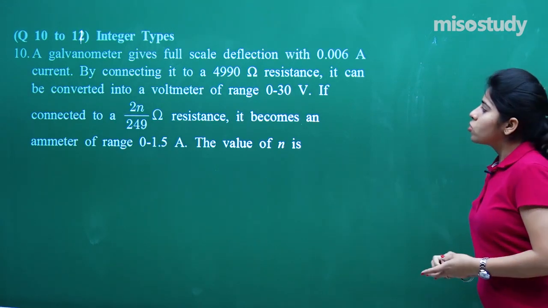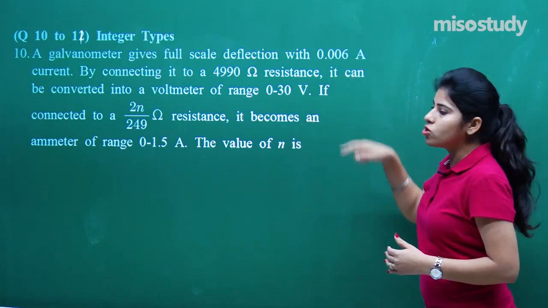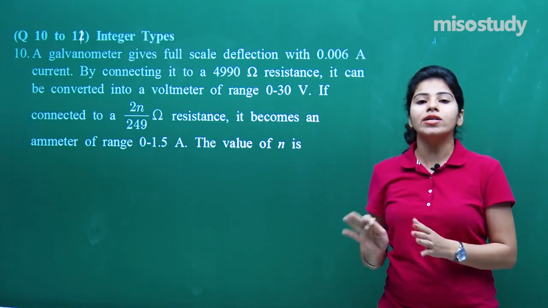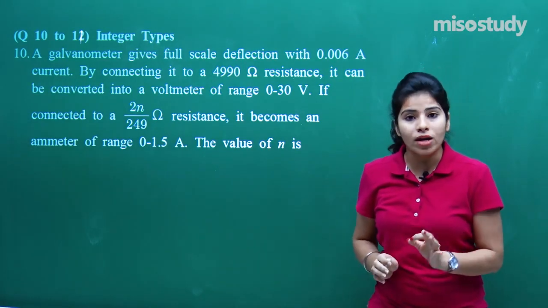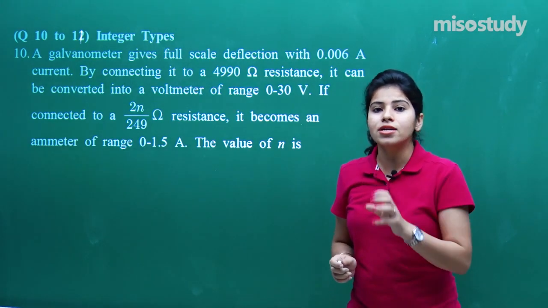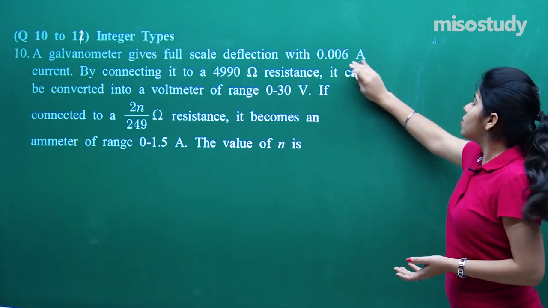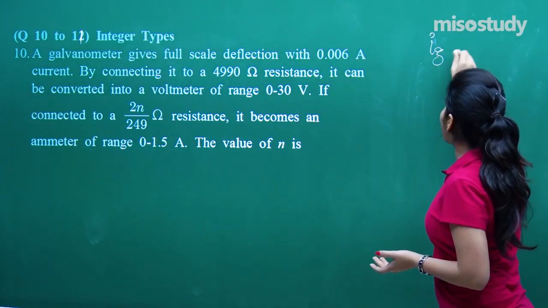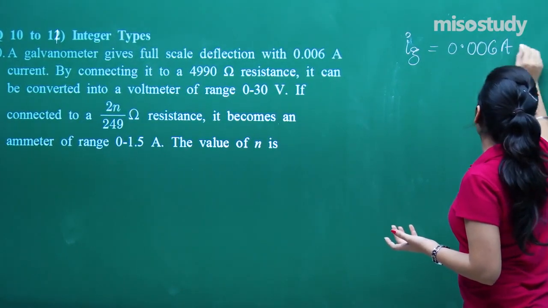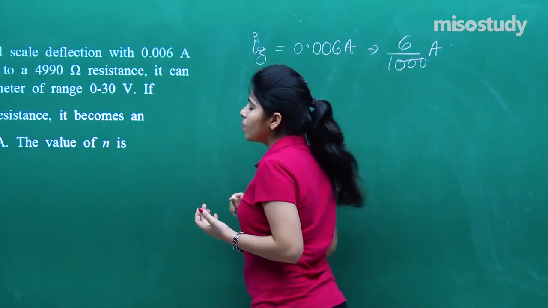Okay. So in this question, a galvanometer gives full scale deflection with 0.006 ampere. That means, as I already told you and as I frequently say, focus on the question. When you focus on the question, you will find the important things from the question which will be helpful for you. So full scale deflection with 0.006 ampere. That means my Ig, the current in the galvanometer, is 0.006 ampere, or you can write it as 6 by 1000 ampere, right?